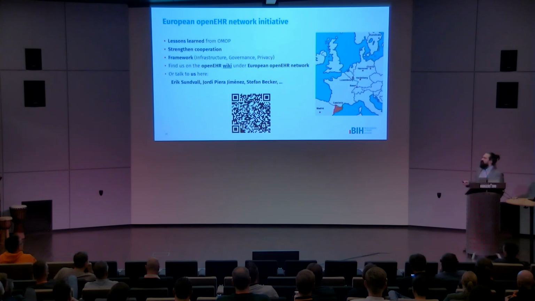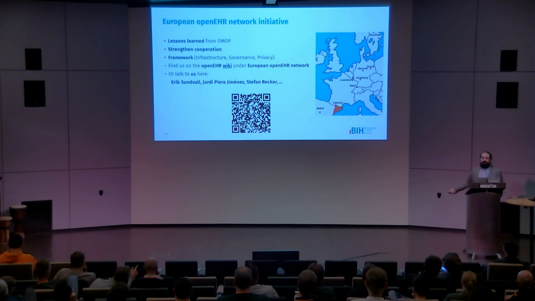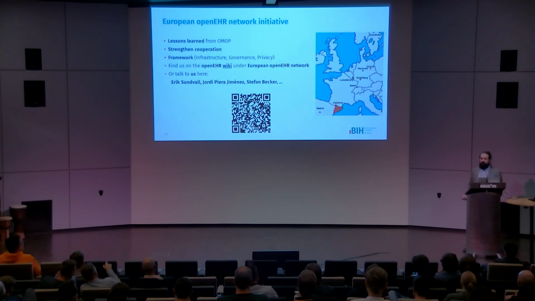One last slide, a little bit of PR for another initiative I founded, the European openEHR network. From OMOP, I learned that the international archetypes we have are worth their weight in gold, because without them I couldn't define comprehensive mappings. Local archetype mappings are a lot of work. We want to strengthen the cooperation between openEHR institutions, also for modeling, and define a basic framework for how to collaborate. What are the technical infrastructure needs? How do we deal with governance? How do we deal with privacy?